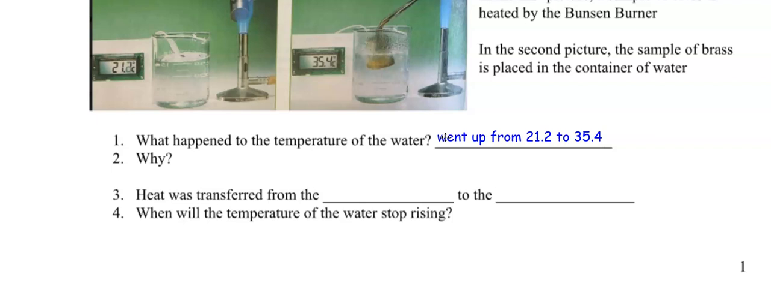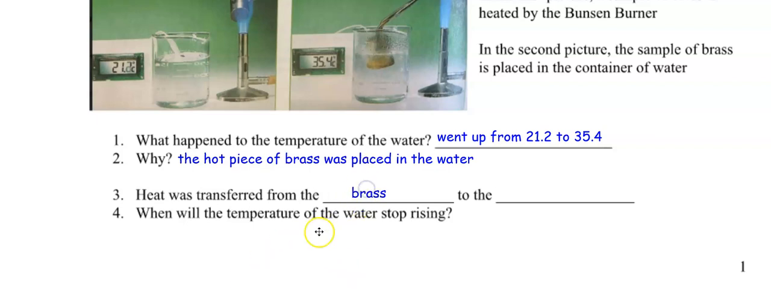So the question now is, why? Why did it go up? Well, duh, Mrs. Vanderwilly, you put that hot piece of brass into the water. So what can we say now? The heat was transferred from the really hot brass to the colder water. So the heat was transferred from hot brass to cold water.